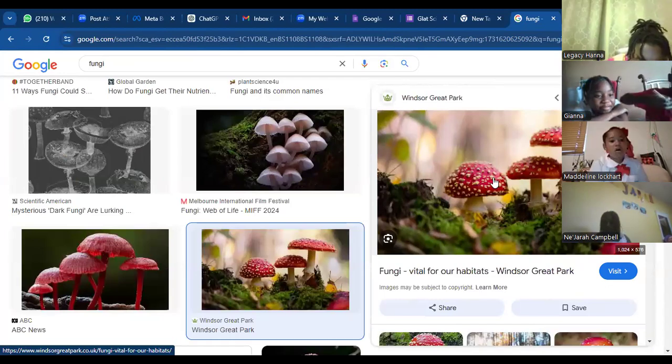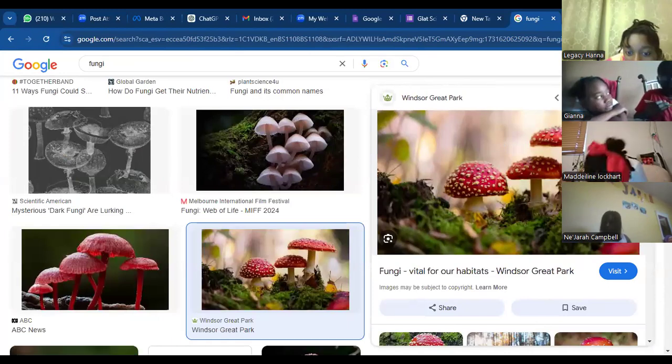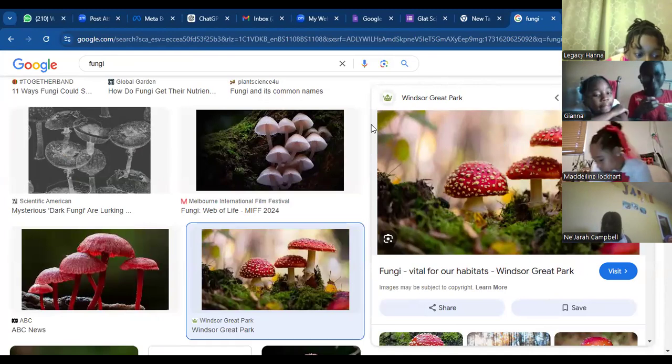This is nice. This reminds me of Toad from Mario Kart. Yeah. This reminds me of the Smurfs. Oh yeah. All right, good.